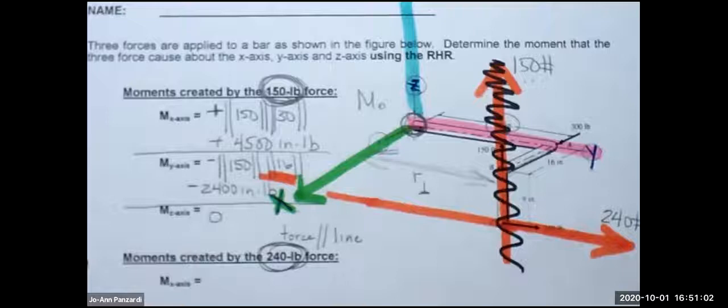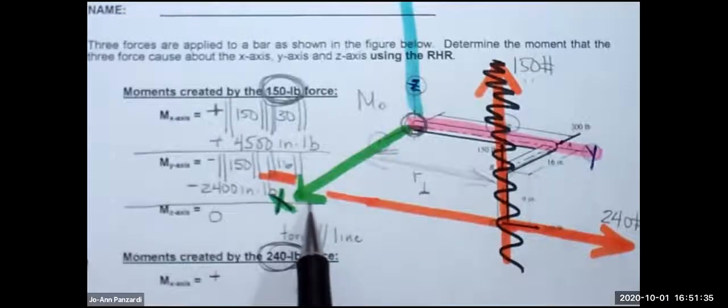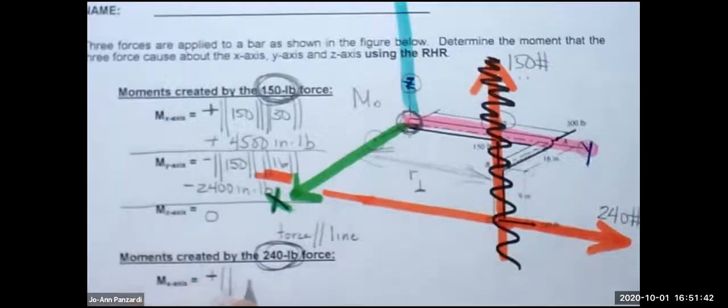Put your right hand fingers in the direction of the force, palm towards the line I'm finding a moment about. Does it create a positive or a negative moment about x? I want to say positive. Correct. When you put your fingers in the direction of the force and your palm towards the x-axis, it creates a positive spin about x. Then, Luis, what's the absolute value of the force? 240. And what's the absolute value of the perpendicular distance?